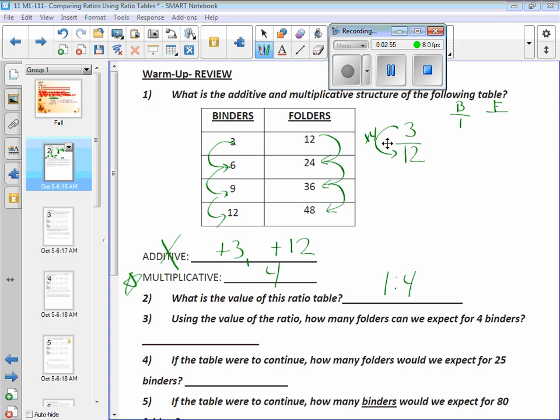Come on, guys, think. 4. No, it's not on this table, is it? What about 2 binders? How many folders?